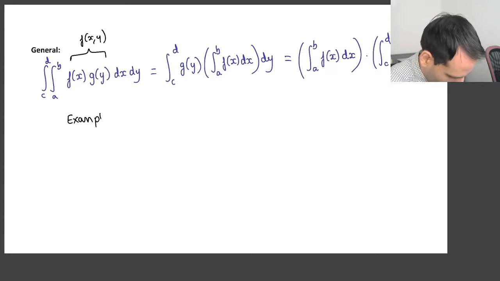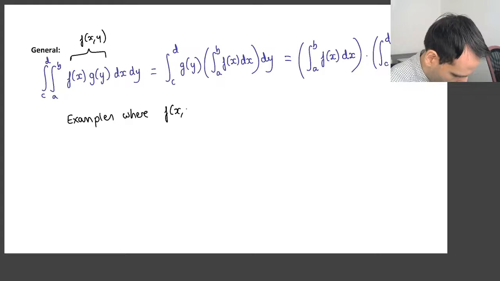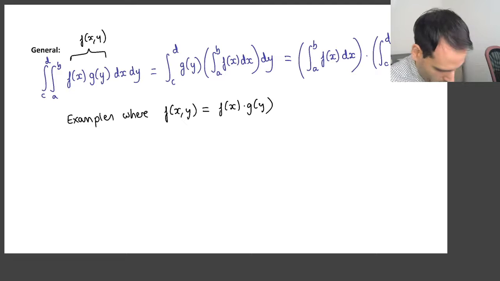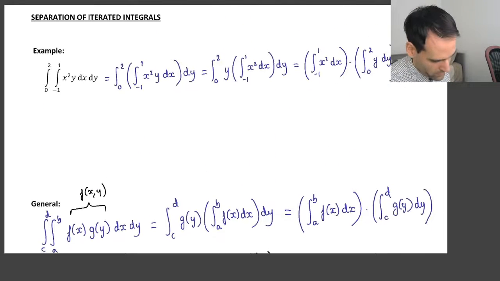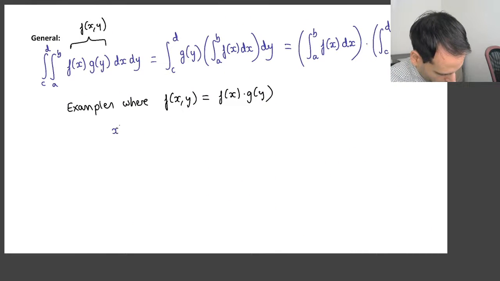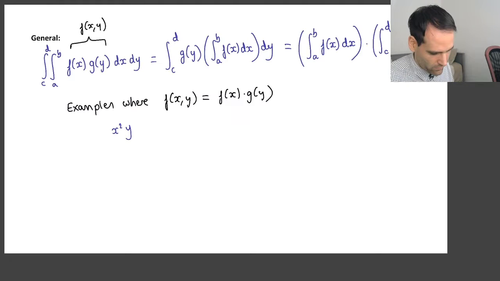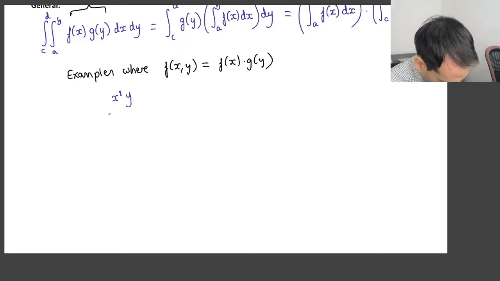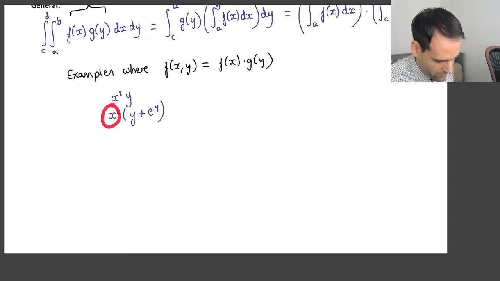Examples where f of x y equals f of x times g of y. An example could be the one we did here, x squared times y. That is a function of x multiplied times a function of y. Another example could be x squared times y plus e to the y. So this is still a function of x multiplied times a function of y.